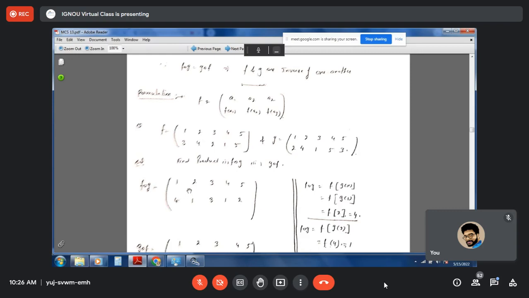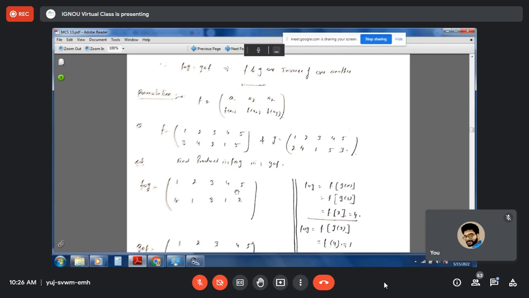Similarly for the second member. Who is the second member? 2. Start from G. What is the image of 2? It is 4. Then enter into F. The image of 4 is 1. We write it here. Then 3. Go to G. The image of 3 is 1. Enter into F. The image of 1 is 3. And we write here 3.